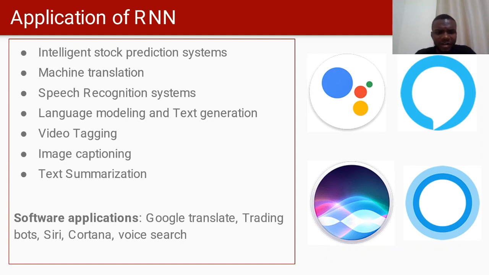So where are RNNs applicable? RNNs are used under the hood for so many applications, right? Such as intelligent stock prediction systems. Some of us are aware of trading bots. Some people use trading bots for trading stocks and also for trading currency pairs. RNNs are also good in machine translation and speech recognition systems, where context is important in transcribing words or translating across different languages, right? They are also effective in video tagging and image captioning. Some research has also shown that RNNs are very good text summarizers, so they are able to understand passages and create summaries of them.